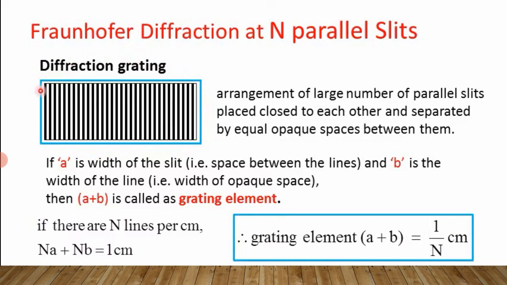It is an arrangement of a large number of parallel slits placed close to each other and separated by equal opaque spaces between them. If a is the width of the slit, that is the space between the lines, and b is the width of the line, that is the width of the opaque space, then a plus b is called the grating element. If there are n lines per centimeter, then na plus nb is equal to 1 centimeter. Therefore, the grating element a plus b is equal to 1 upon n centimeter.